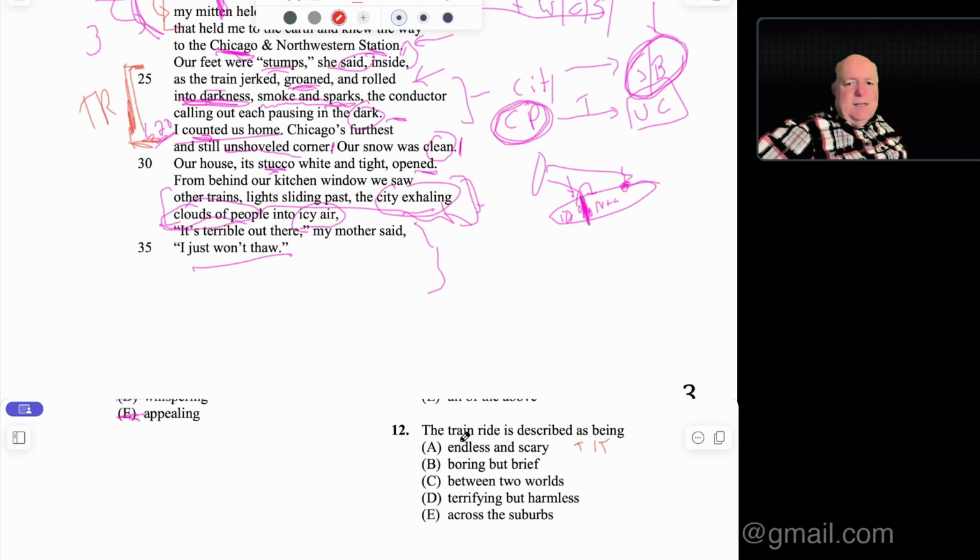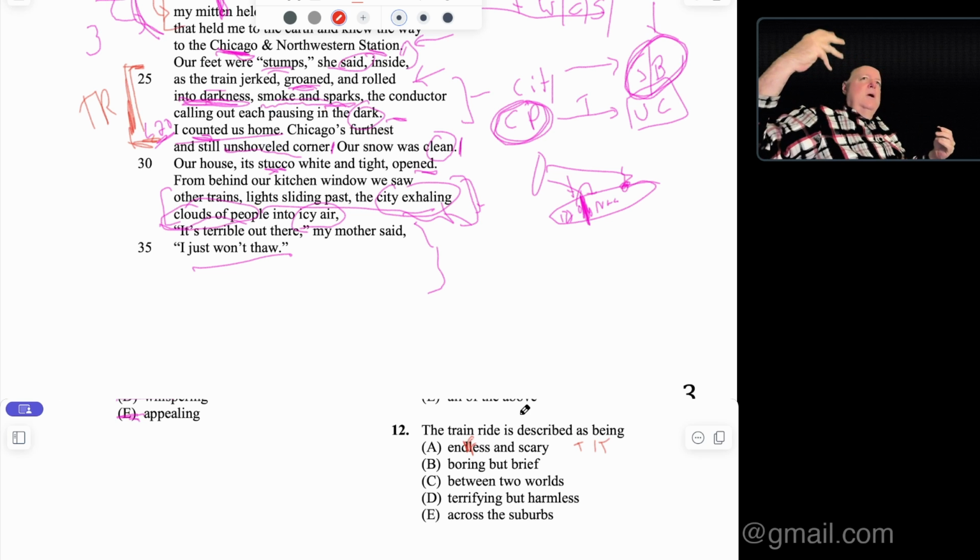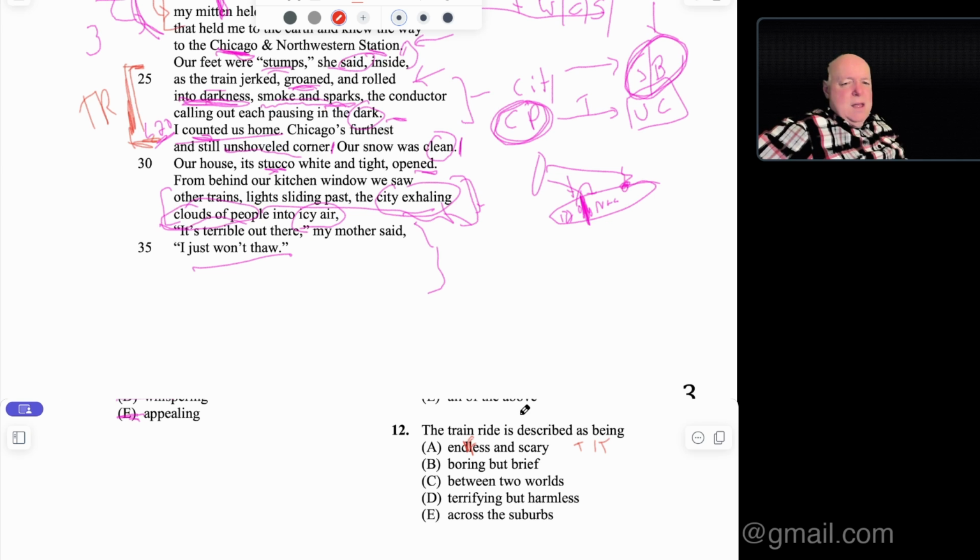So was it endless? No, the kid counted the thing along the way. So that's false. It was not endless. Was it scary? So this is the part where it gets weird because it was dark. It was groaning. There was sparks. So we could argue it was scary, but it wasn't scary in the context of like it was a horror movie or something. But the train ride home was not endless. So the answer can't be A.